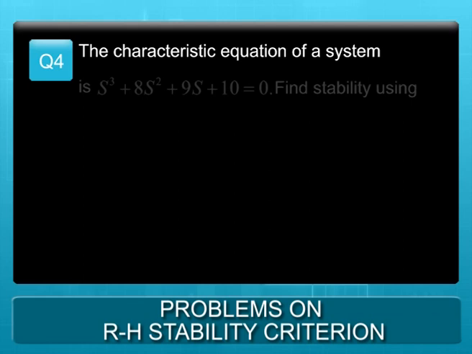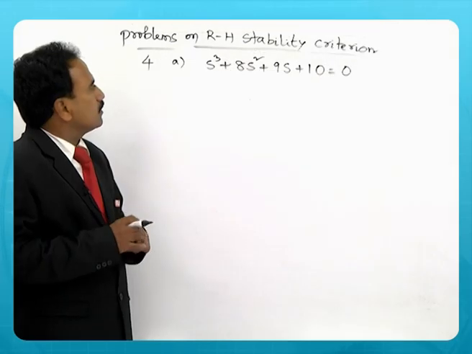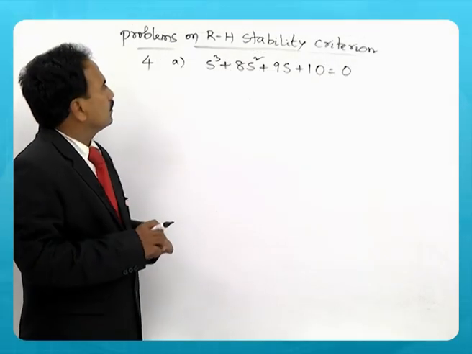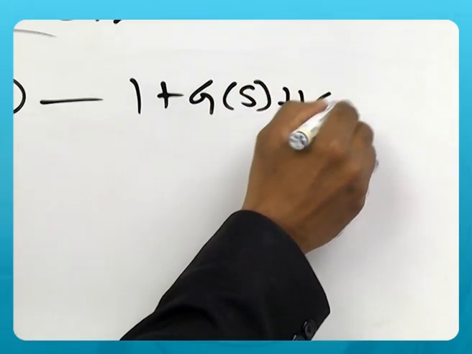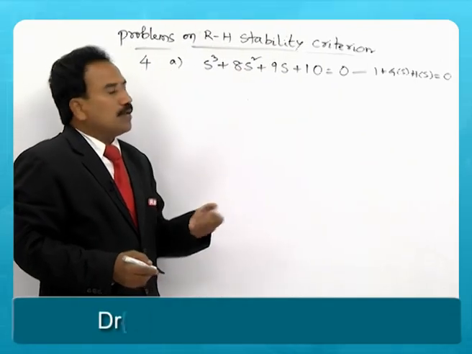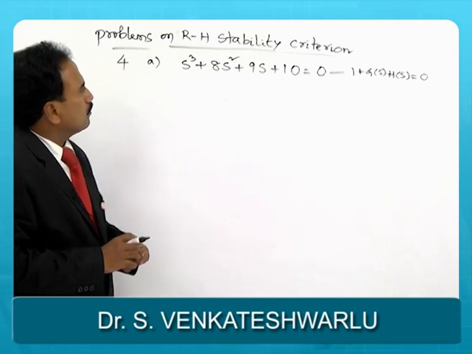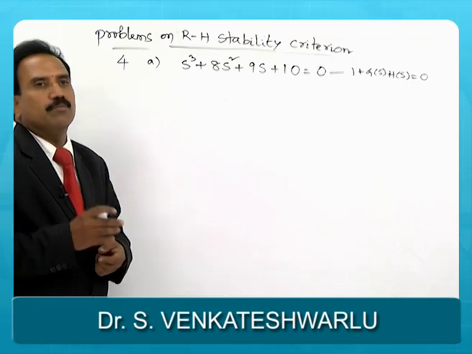Fourth problem, characteristic equation of a system is given by s power 3 plus 8s square plus 9s plus 10 equal to 0. Find out the stability using R-H stability criteria. This is the system characteristic equation. So this is nothing but 1 plus g of s into h of s equal to 0. So roots of such equation are known as poles of closed loop transfer function, and such poles must lie in the left half for stability.